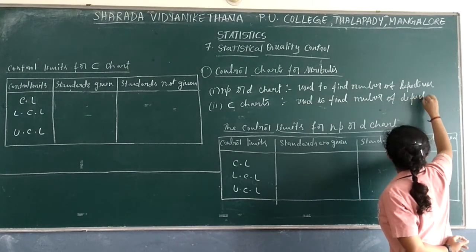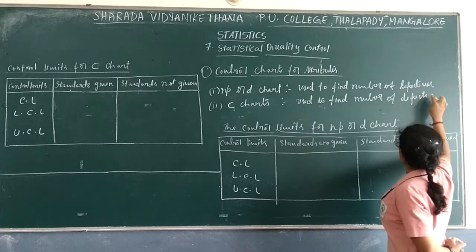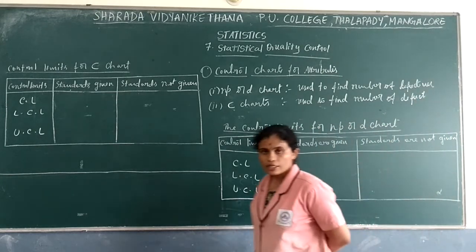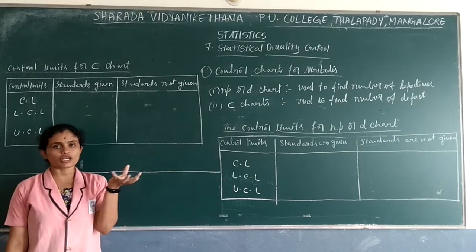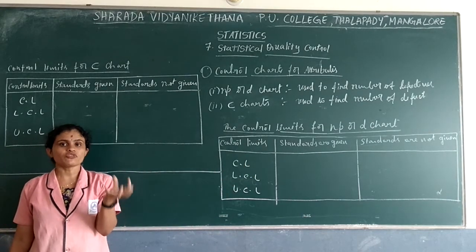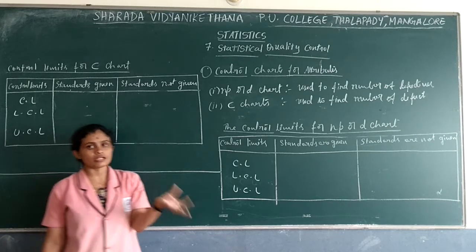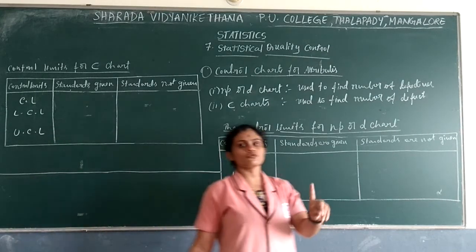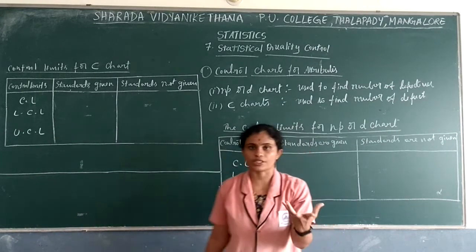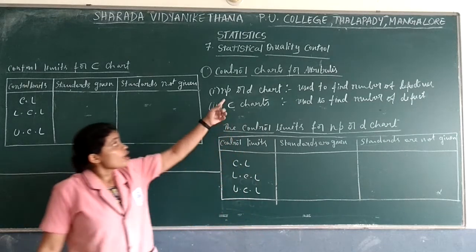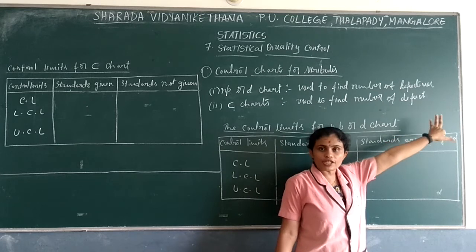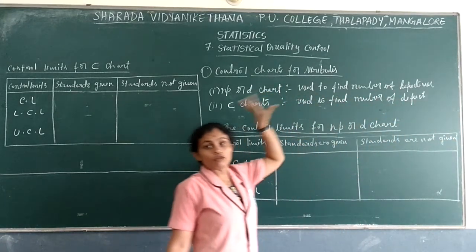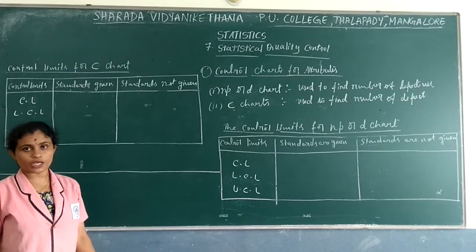What is the difference between defect and defectives? If an item has more than one defect, then we call it defectives. If we find many defects, then we call it defectives. And one single fault in a particular product is a defect. It's a defective product. So, NP or D chart is to find out the number of defectives, and the other is for the number of defects. So, two charts we are using.